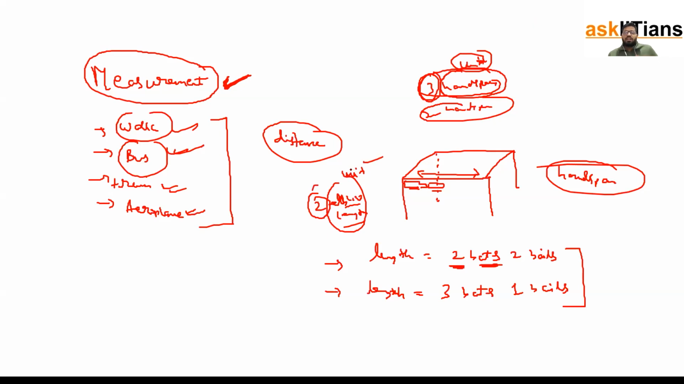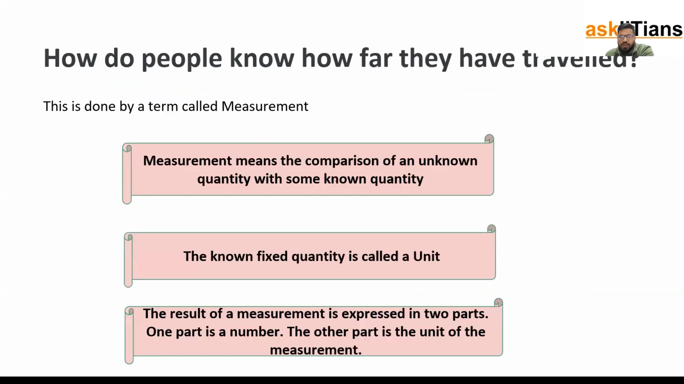Okay. So this is why the need of measurement is there, to decide how much larger or smaller is the length of any object, or you can say any journey from one place to another place. Getting my point? Okay. So now, how do people know how far they have traveled? This is the question. So the answer to this question is the measurement. You have to measure the distance you have traveled, then only you will be able to answer how far or how small you have traveled from one place to another place.